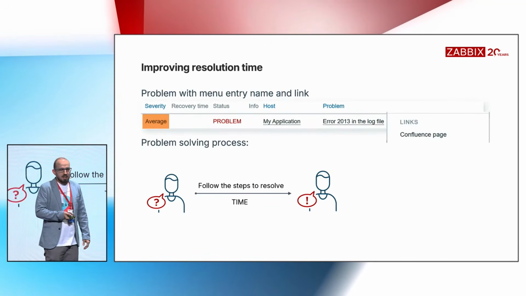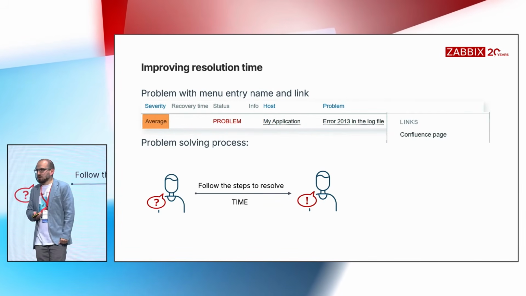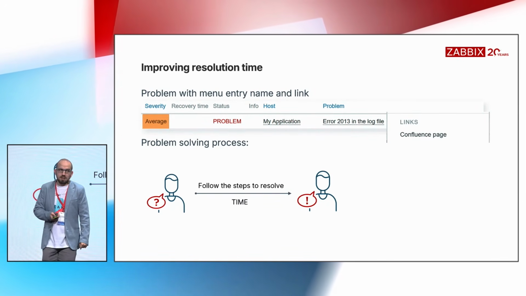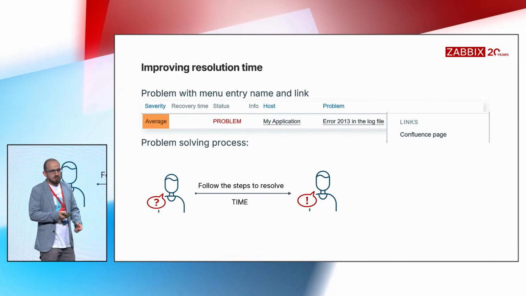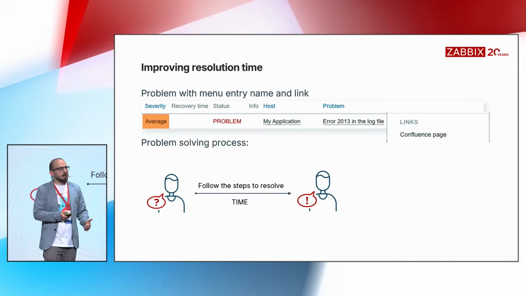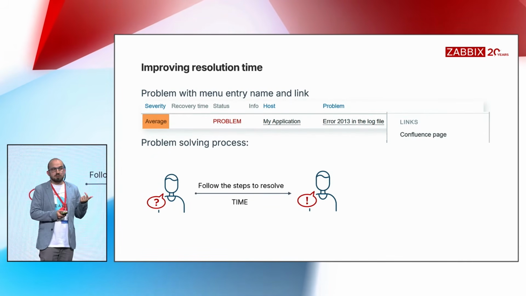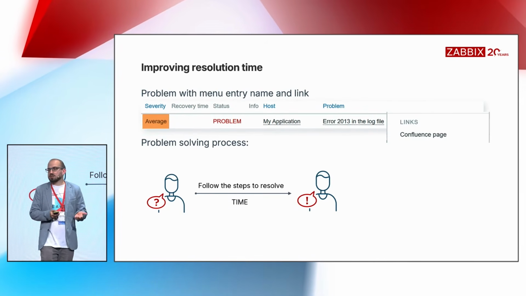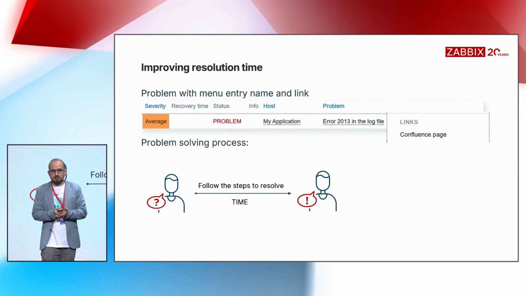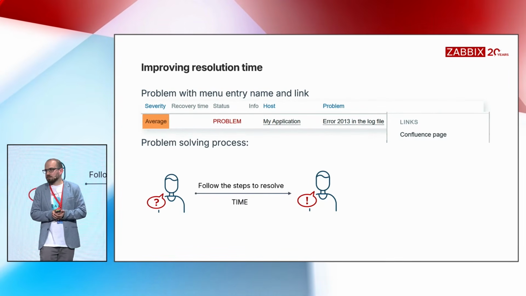But if you just add this URL to the Confluence, to the documentation, to the solution you already know exists, you will save a lot of time for everyone: for the customer who will be affected by the problem, for the engineer who will try to solve the problem, and maybe for yourself, so they will not need to ask you because they will have the answer right in Zabbix by just clicking the link.